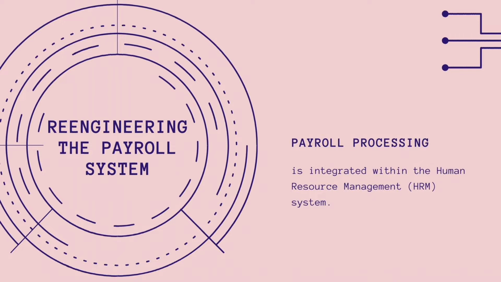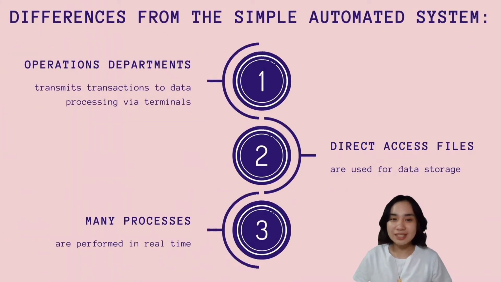The HRM system must support real-time access to personnel files for purposes of direct inquiries and recording changes in employee status as they occur. The differences of this system as compared to the simple automated system are: first, operation departments transmit transactions to data processing via terminals. Second, direct access files are used for data storage.